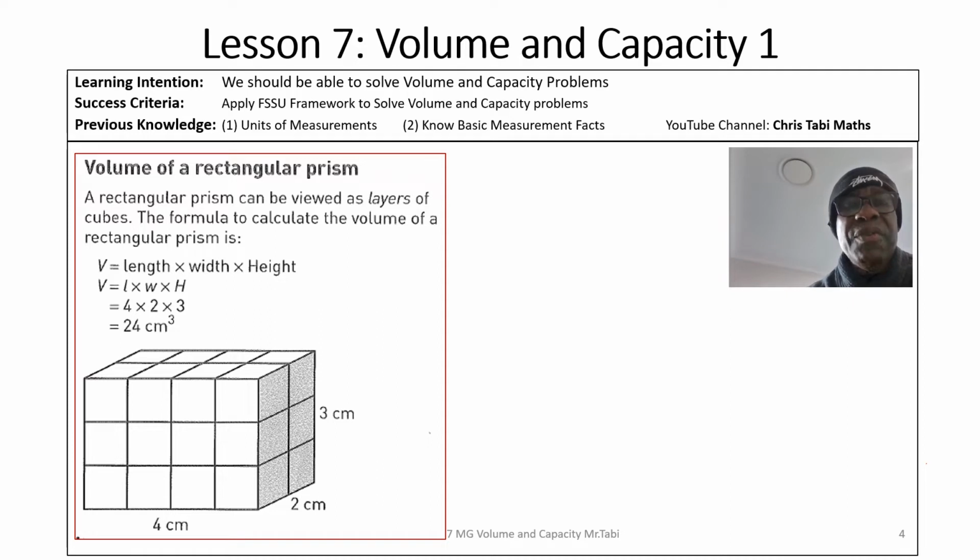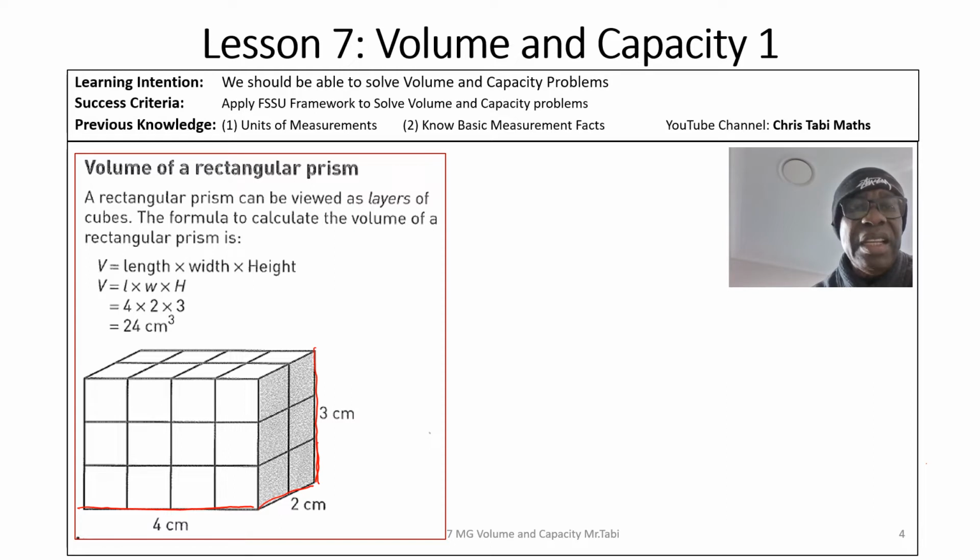Now, how do we do volume calculations? In this very simple example here, you can basically count how many cubes make up this shape. As you can see, it's made up of 4 centimeters, which is 4 blocks, by 2 centimeters, which is 2 blocks, and by 3 centimeters, which is 3 blocks. So if you counted the blocks, you'll be able to calculate the volume occupied by this.